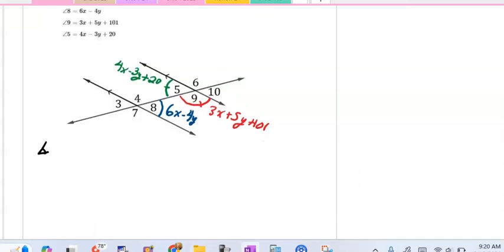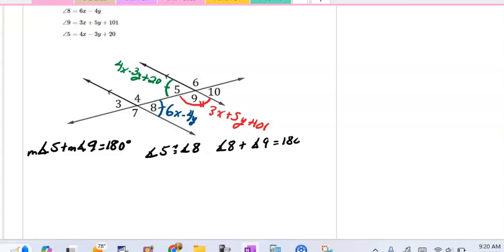I know that angle 5 plus angle 9 add up to 180. We also know that angle 5 is congruent to angle 8 because they are alternate interior angles. So since they're congruent, I'm going to use the same mark for 5 and 8. And then I'm going to use a different mark for angle 9 because 5 and 9 add up to 180. And then the last relationship is angle 8 plus angle 9 also add up to 180 degrees.